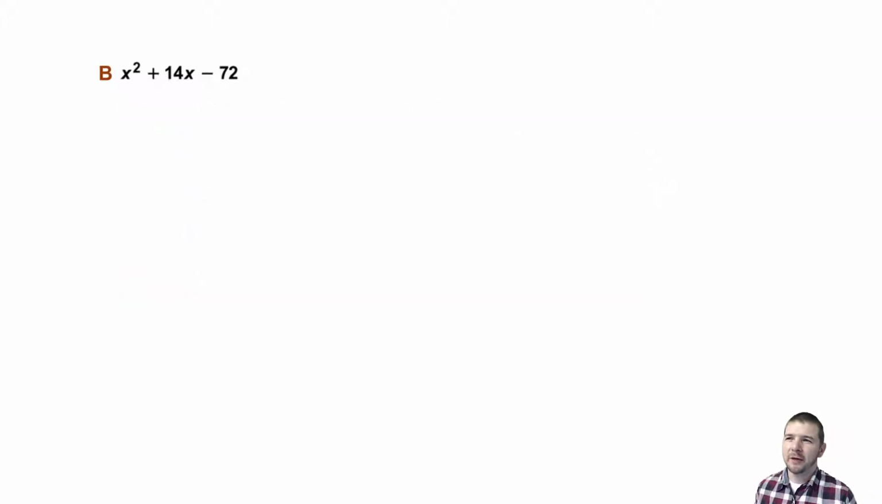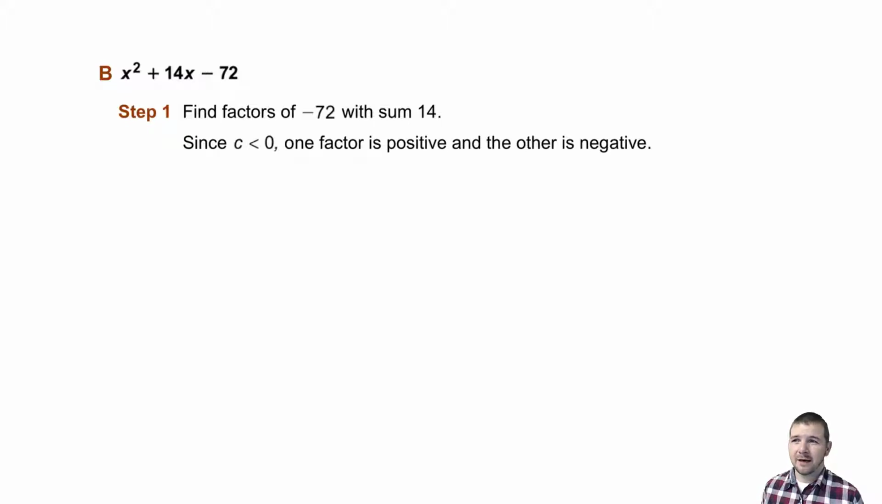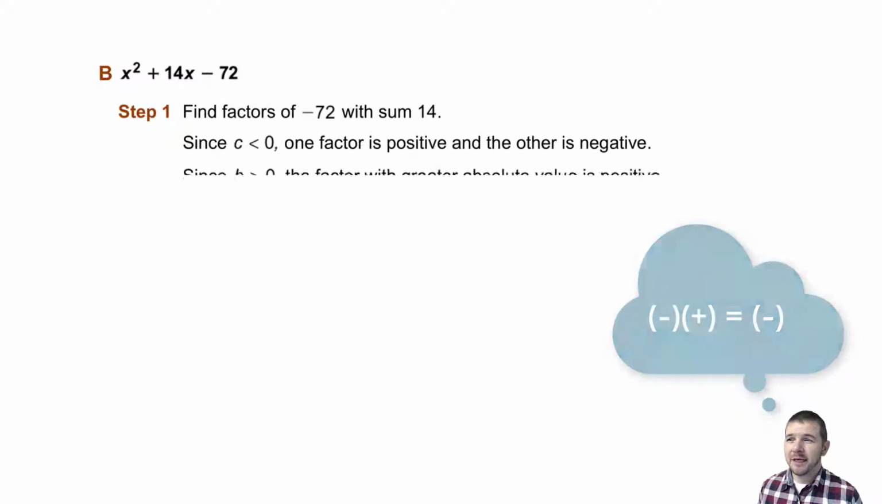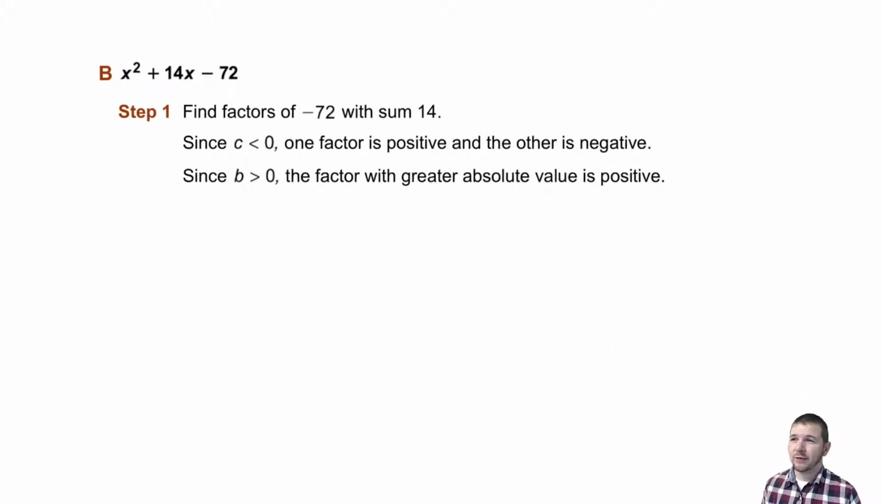Part B. How about the trinomial x squared plus 14x minus 72? Step 1. We need to find the factors of negative 72 with a sum of 14. Since c, our constant, negative 72, is less than 0, one factor is positive and the other is negative. Note that a positive times a positive is a positive, and a negative times a negative is a positive. So for us to achieve a negative here, one of our factors must be positive, the other must be negative. Since b, our coefficient of the linear term, 14, is greater than 0, the factor with the greater absolute value is positive.